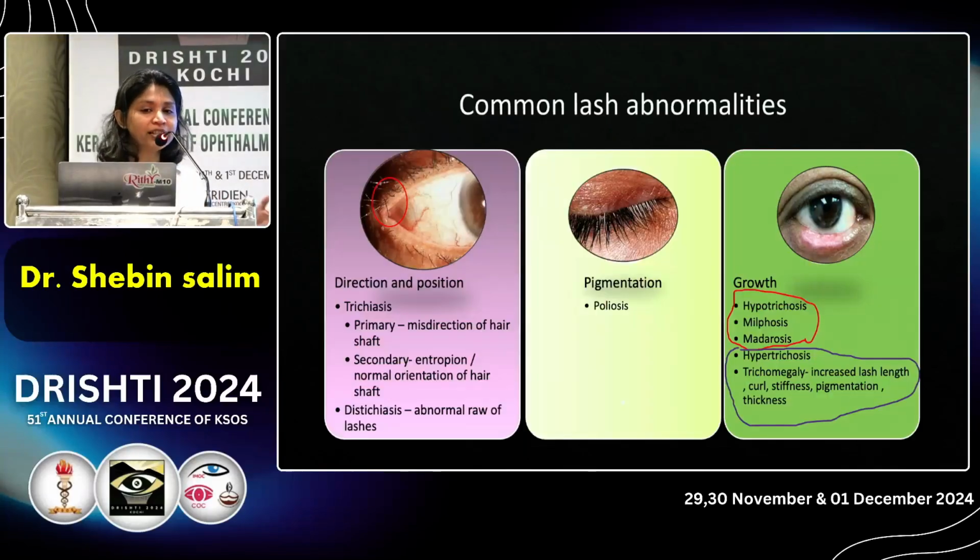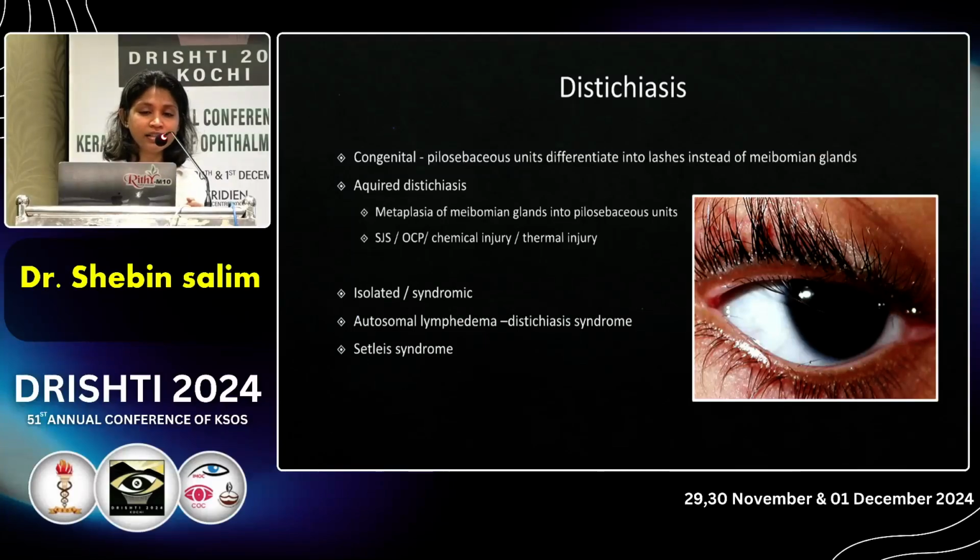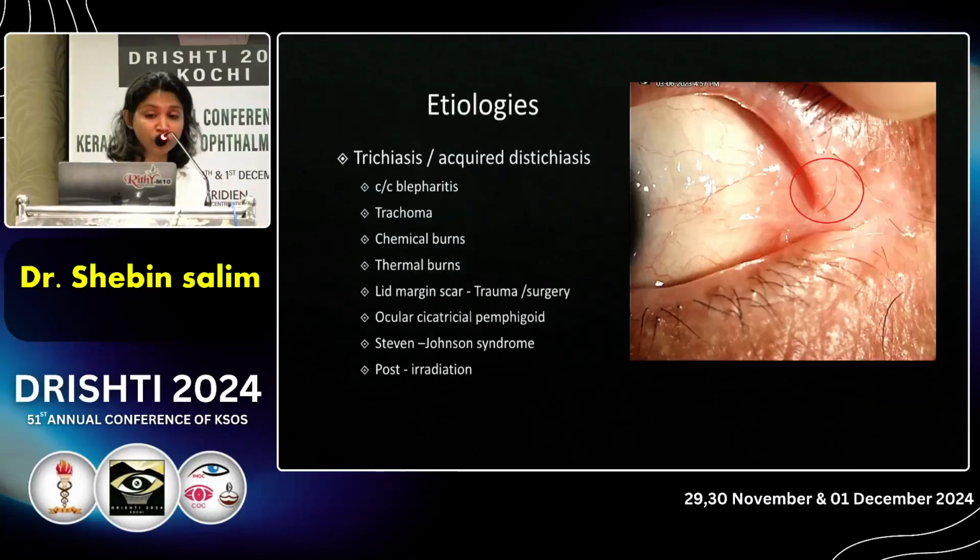Now coming to the next set of issues, that is with the lash. Here we can broadly classify the lash abnormalities into three: direction and position, pigmentation, and growth. Mainly we will be concentrating on direction and position, that is trichiasis and distichiasis. Trichiasis could be either primary, when there is misdirection of the hair shaft, or secondary to entropion. Distichiasis is an abnormal row of lashes. Distichiasis could be either congenital or acquired. It can be isolated or could be syndromic also.